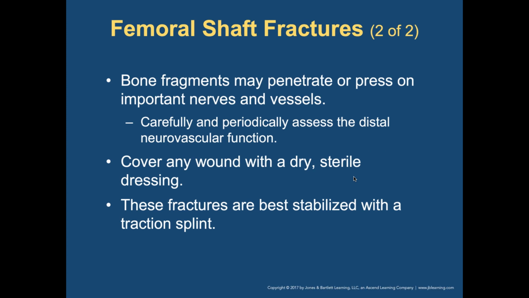Apply some gentle longitudinal traction, that's in line, to the deformed limb in line with the long axis. So basically you want their toes pointed up towards the sky, and you want to pull down and gradually pull the leg from the deformed position. A fracture from the femoral shaft is best stabilized with a traction splint such as a Sager splint.